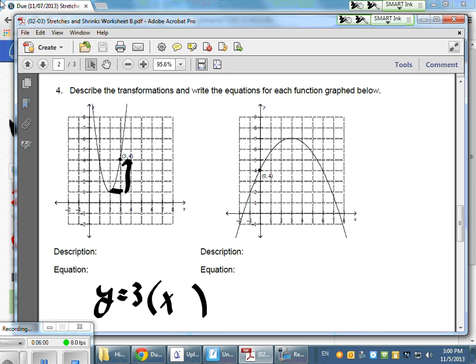And then it's also been moved to the right 2. Compared to the origin here, it's been moved right 2, so that's minus 2. Squared to show it's a parabola. And then it goes up 1, plus 1. All right, there would be a typical equation.